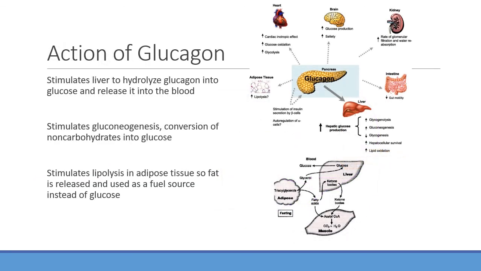Okay. Other things you may see is this can also stimulate gluconeogenesis, as we mentioned, that conversion of non-carbohydrates into glucose, so again, fatty acids and proteins potentially, and then we'll stimulate lipolysis so it can break down those fatty tissues and get those triglycerides free so we can start to interact with those and make glucose out of them.